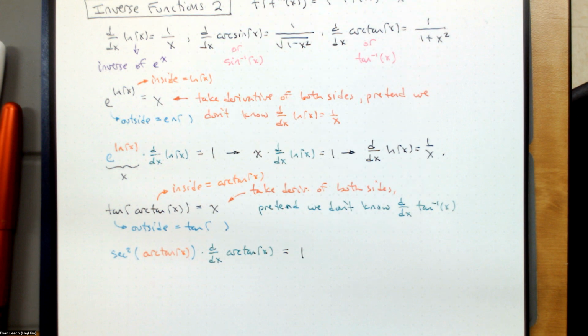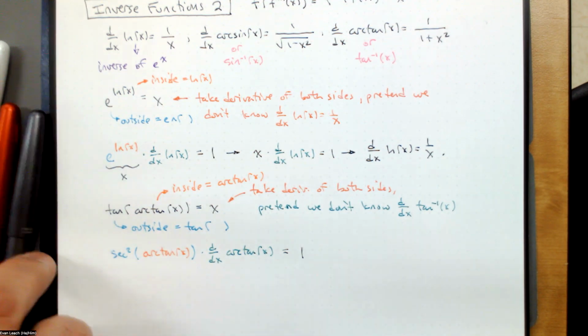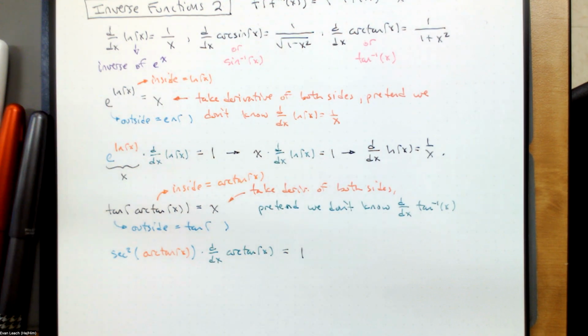Now, when we look at this secant squared of arctangent, that doesn't simplify like e to the natural log of x. We can solve this for the derivative of arctangent by saying 1 over secant squared of arctangent of x. We can even write 1 over secant squared as cosine squared. So let's do that. The thing that we're looking for, pretending that we don't know it.